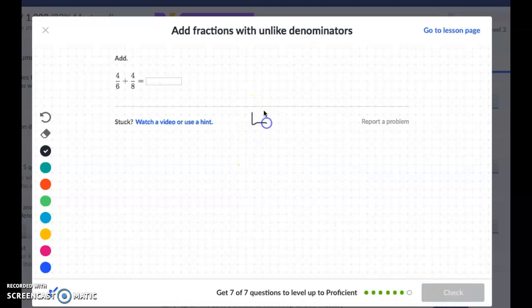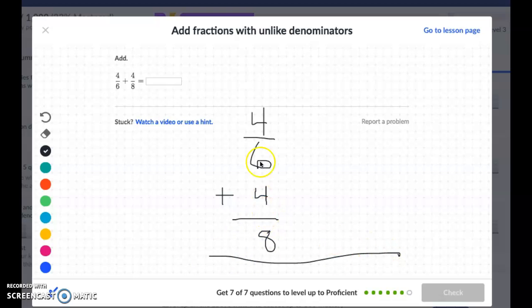And then 4/6 plus 4/8. I'm glad that they gave us this one as the last one. Okay, there's definitely multiple ways that you can do these. Again, in this case, I cannot do 6 times 1 or 6 times 2 or 6 times 3 to change my number into an 8. That doesn't work with multiples. So instead, I'm going to multiply my two denominators together.